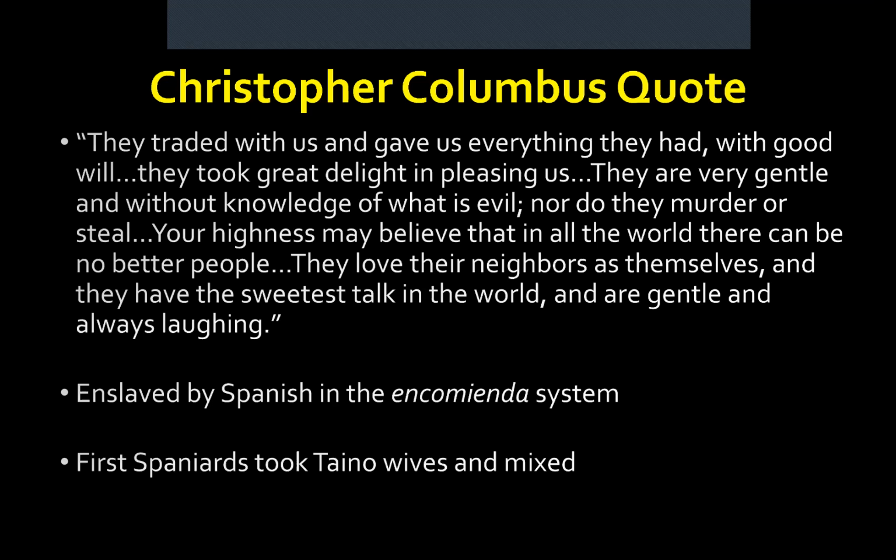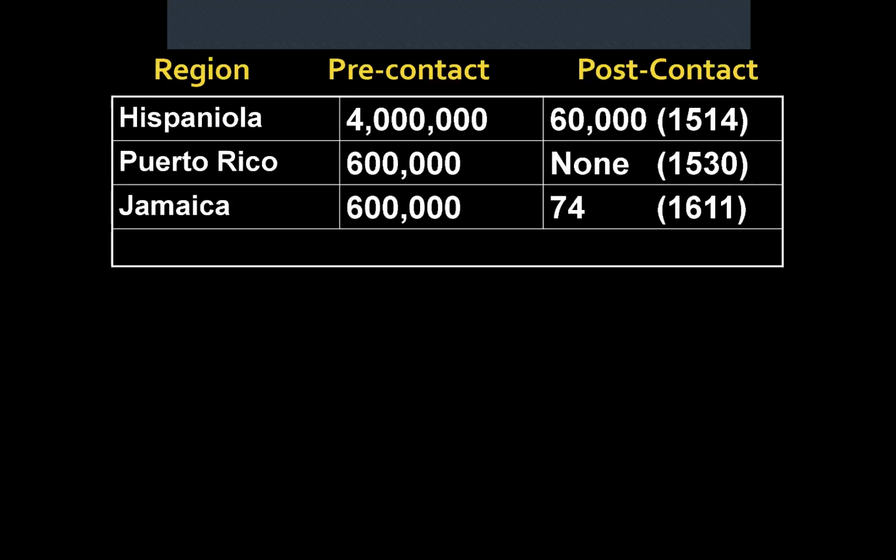And some of the first Spaniards did take Taino wives. And so we have a mix. Even today, you can look at some of the genetic evidence in some of the Caribbean islands, like in Jamaica, Puerto Rico, Cuba, Hispaniola. And genetically, you can find some descendants of the Taino. So in that way, they do still exist, but mostly they were completely wiped out.